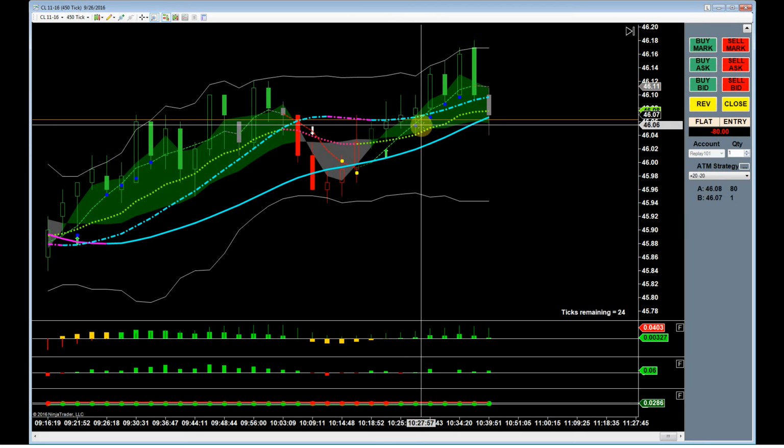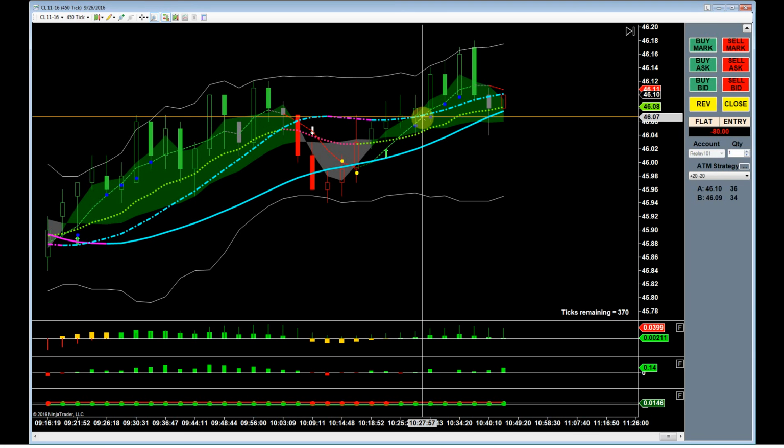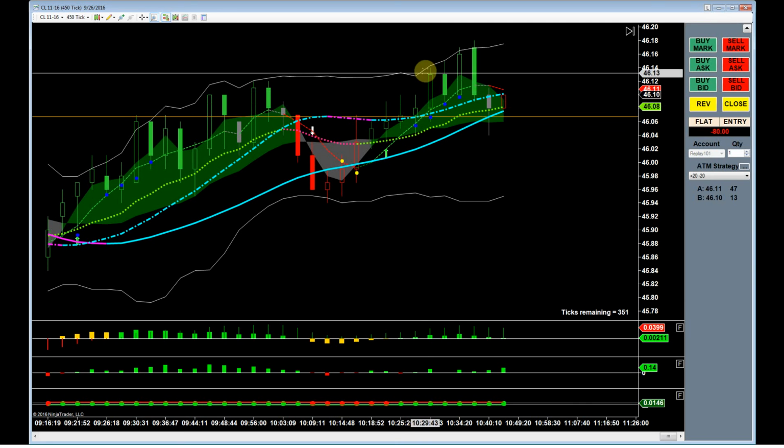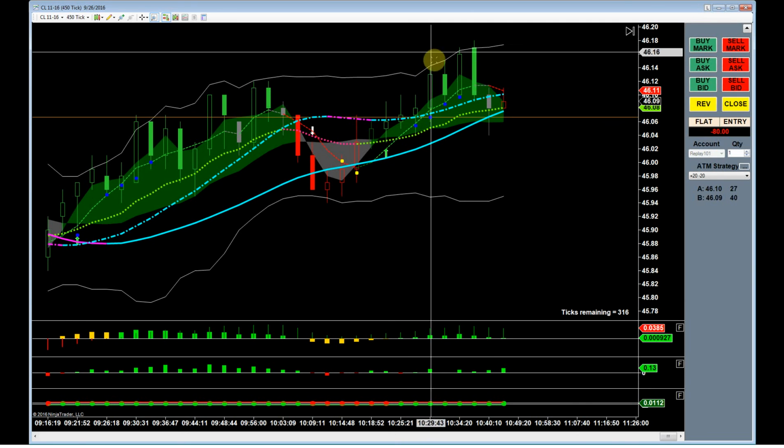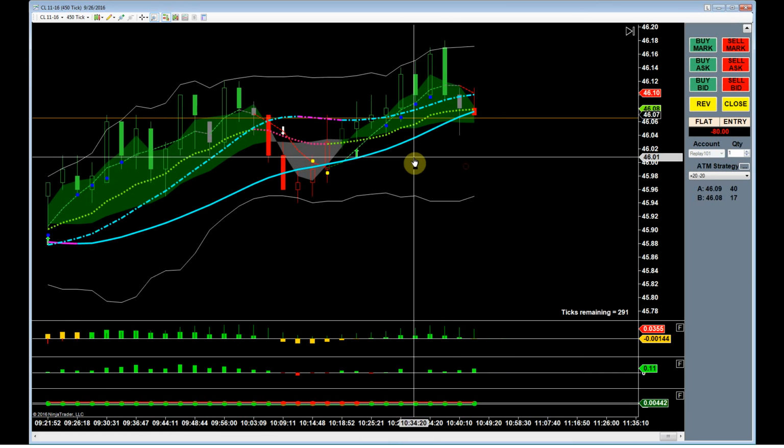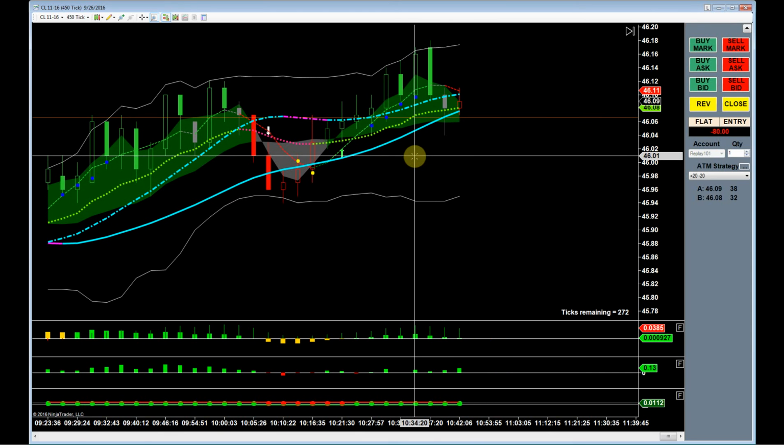Here's a pullback to the sig line at 46.06 or 5. Maybe it was 6. Maybe you caught this one at 7. 7 ran up to 18. That's 10 ticks. I've already measured all this stuff out and figured this out for you, so you can just start making money and feeling good.